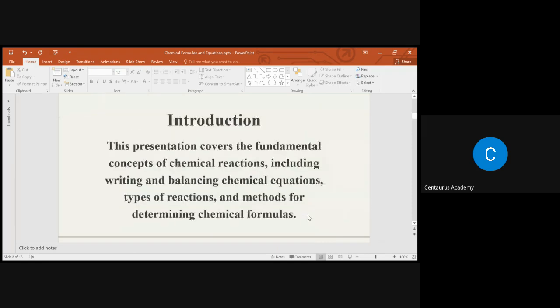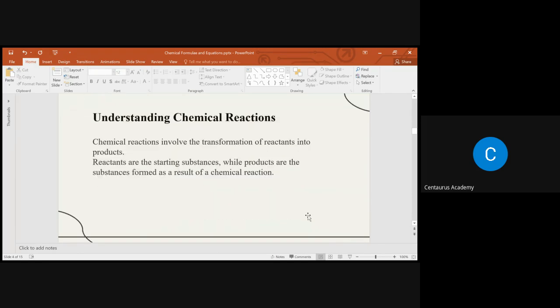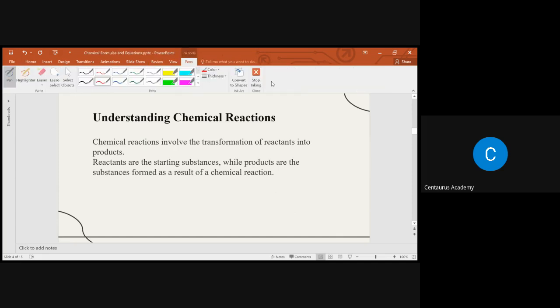Is the slide visible to everyone? Yes, miss.